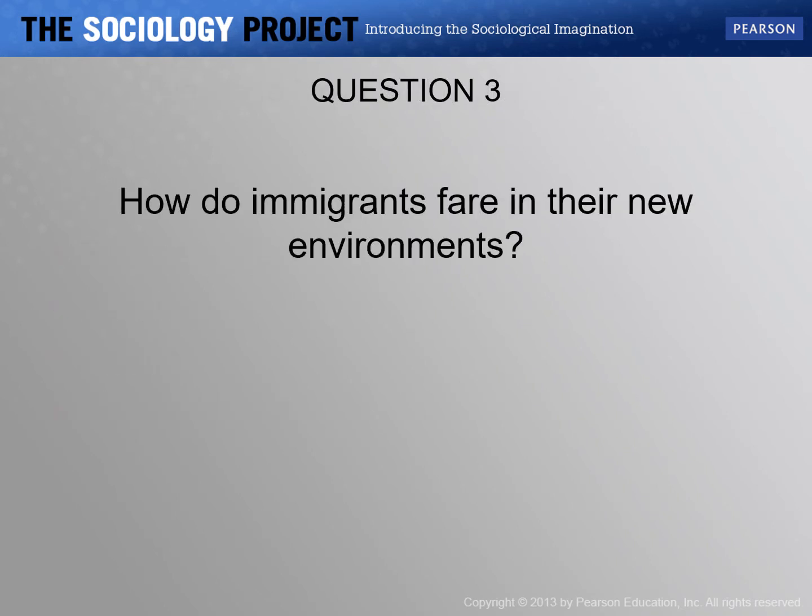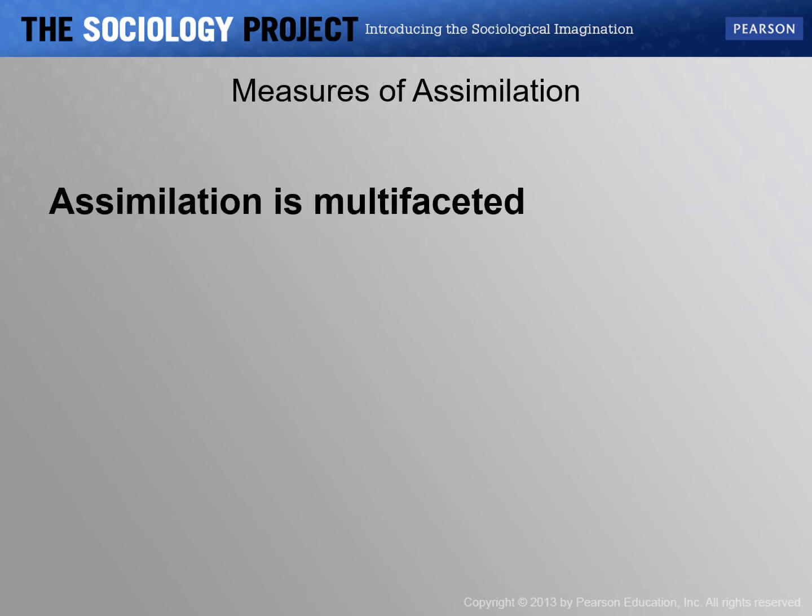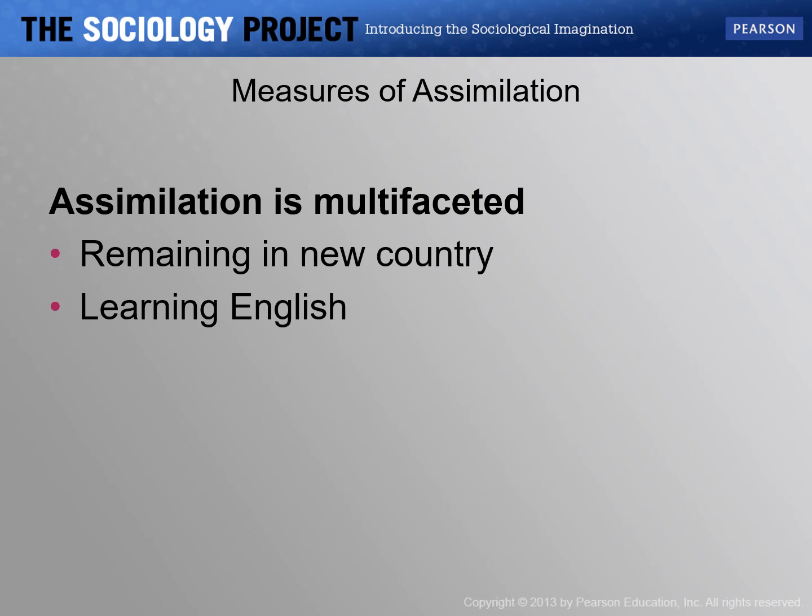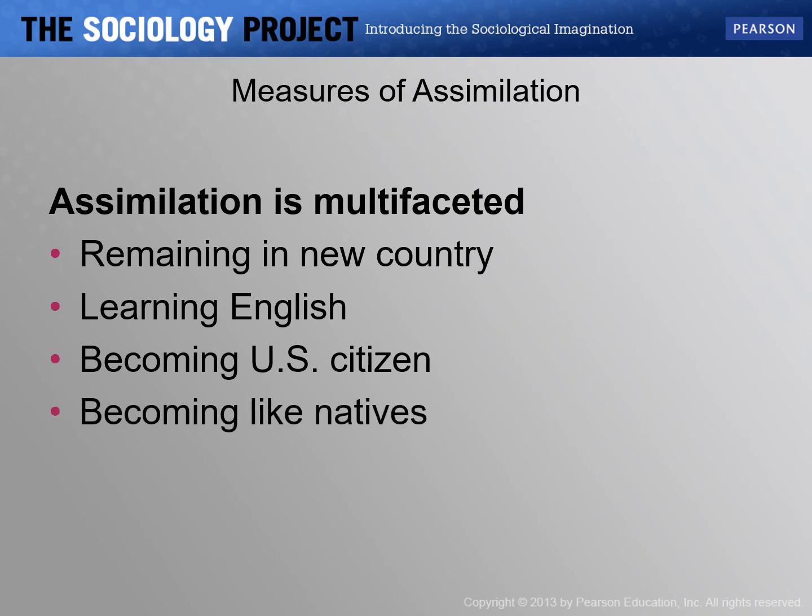Question 3, how do immigrants fare in their new environments? Well, not always good at times. The measures of assimilation include the fact that assimilation is multifaceted. It's not one-dimensional. They compare that and it affects whether a person remains in the new country that they're living in, how well they learn English, especially if they're living in the United States, whether or not they have an opportunity to become a U.S. citizen ever, and becoming more like the native people they live around. Not natives as in Native Americans, but the natives that live in the United States.